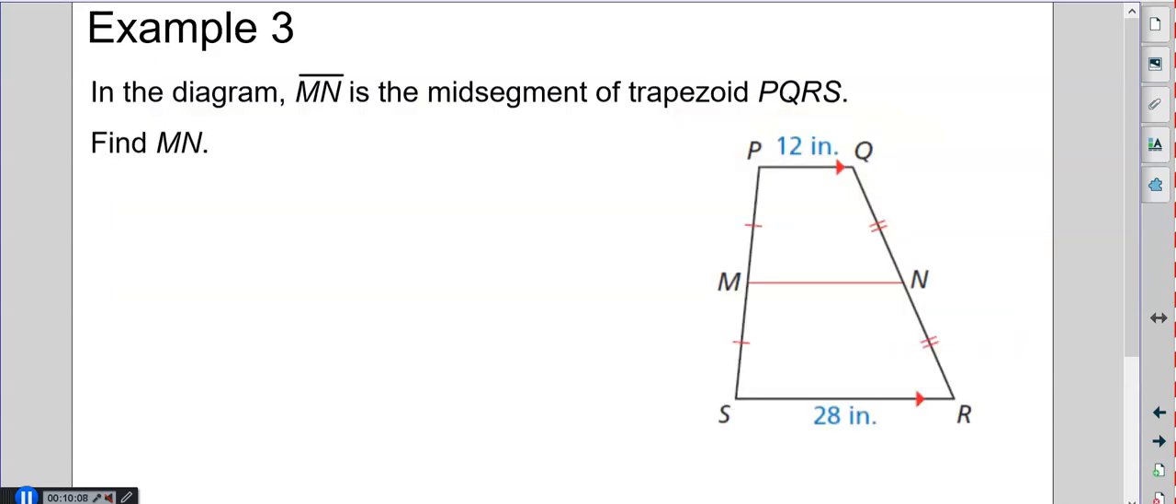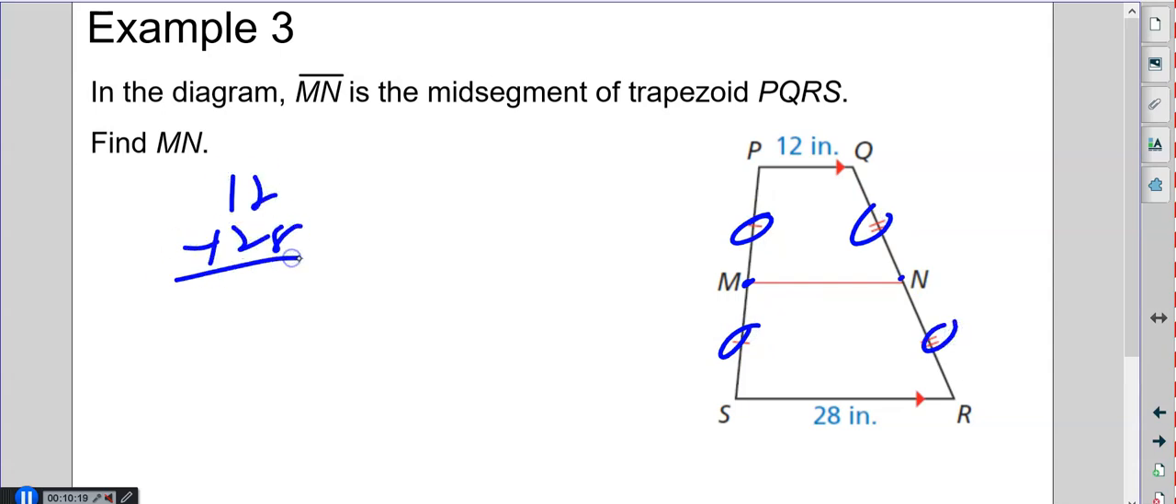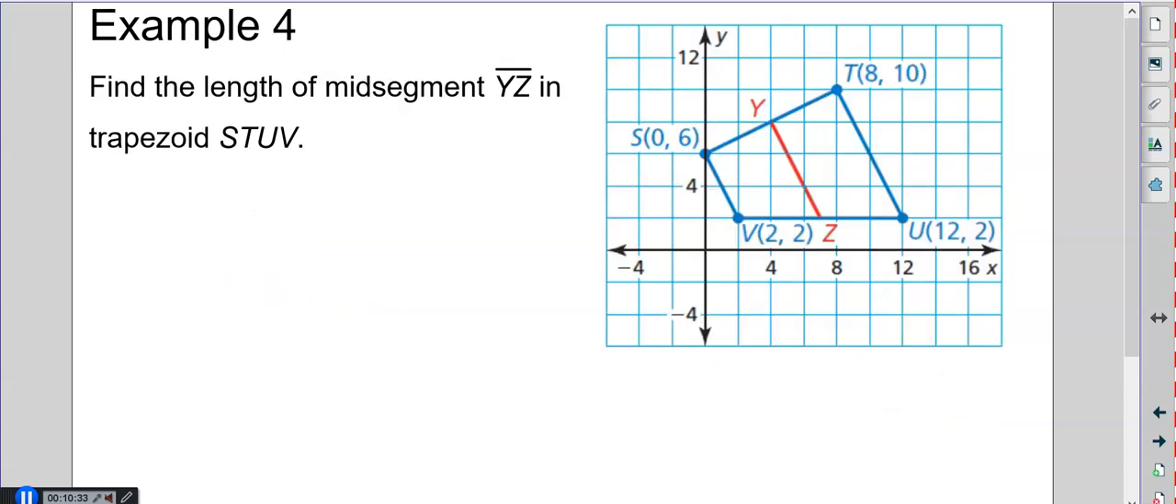All right, so same idea here. Find MN. We know it's the midpoint because those two are equal and those two are equal. So all we have to do is do 12 plus 28. 8 plus 2 is 10. Carry the 1 this time. That's 40. And then divide by 2, 20 inches. Okay? Find the length of the mid-segment.